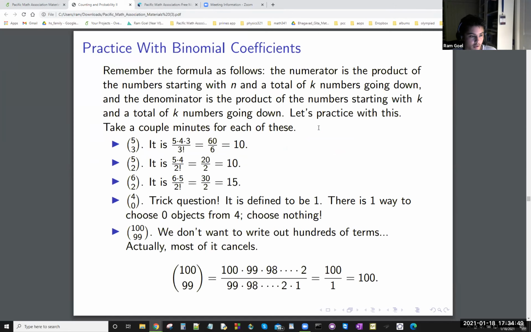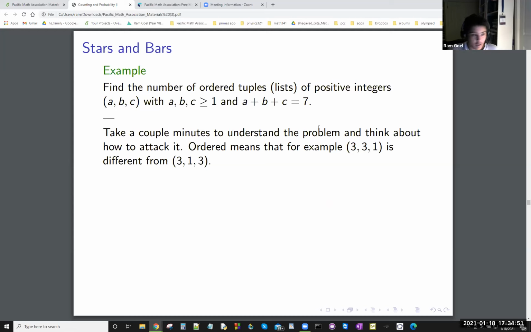All right, let's get on with this problem. Find the number of ordered tuples, tuple just means list, by the way, of positive integers a, b, c. Positive integers means they're at least one, and their sum is 7. Take a couple minutes to try and understand the problem and think about how to attack it. A key difference here from what we've been doing before is the word ordered. Ordered means that 3, 3, 1, for example, is different from 3, 1, 3.